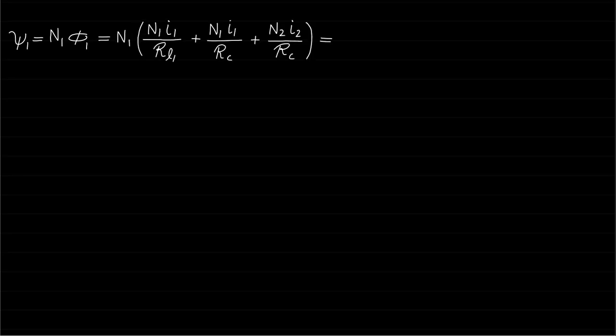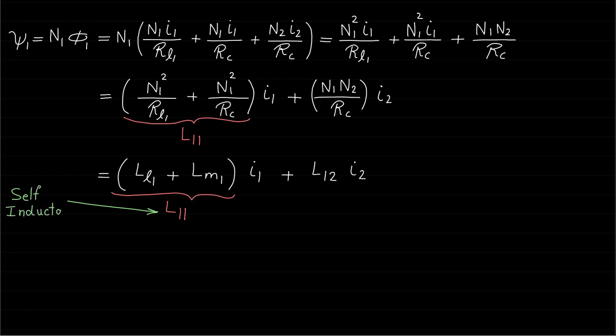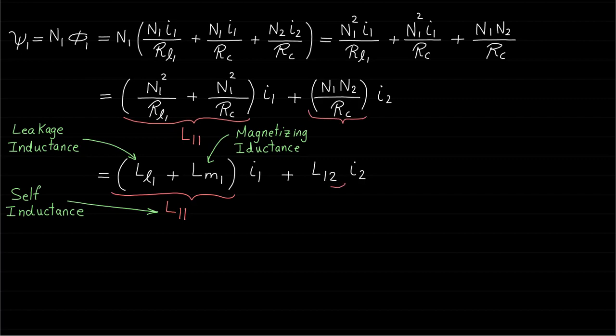Let's start with the magnetic field linkage psi 1. After substituting the magnetic field phi 1, the magnetic field linkage psi 1 will be equal to the following. The first term of the magnetic field linkage psi 1 represents the self-inductance and can be denoted by L11, and it is equal to the leakage inductance LL1 plus the magnetizing inductance LM1. The second term of the magnetic field linkage psi 1 represents the mutual inductance L12.